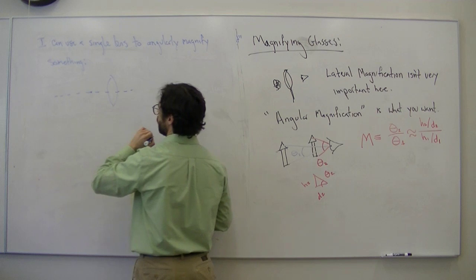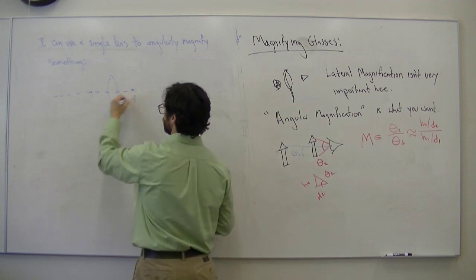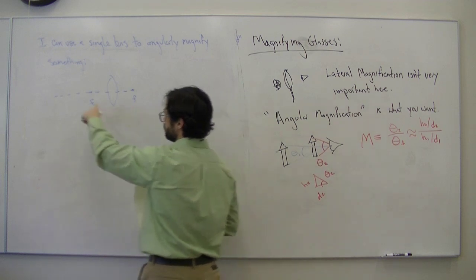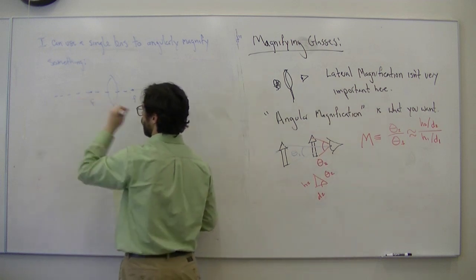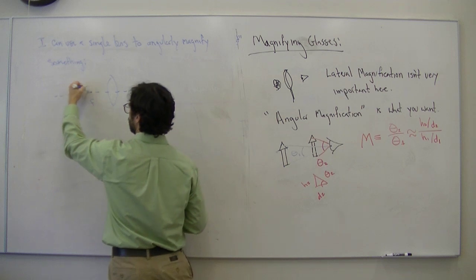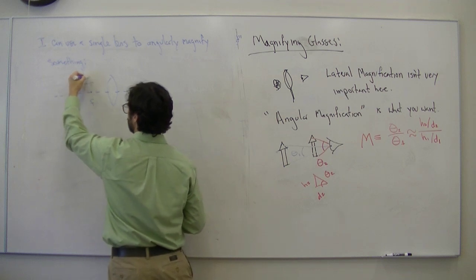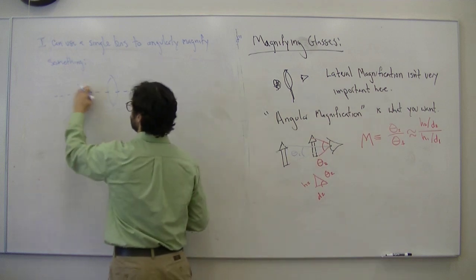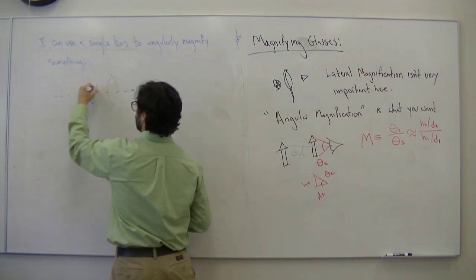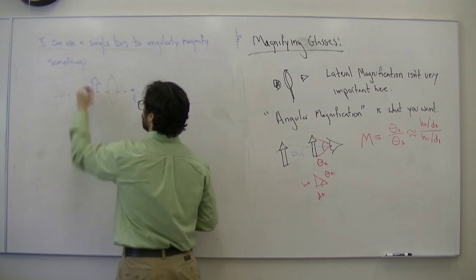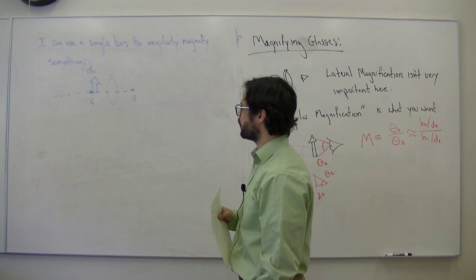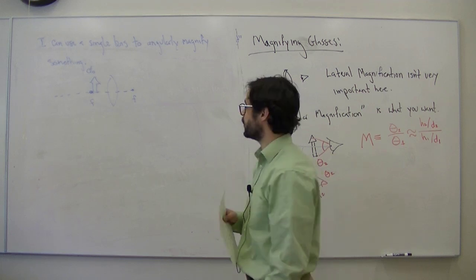I'm going to put the focus on both sides, just in case we're worrying about light coming from the left or the right. And I'm going to tuck an object right here, actually just inside the focus. So I have an object, and I'm going to put it right inside the focal length of this thing.